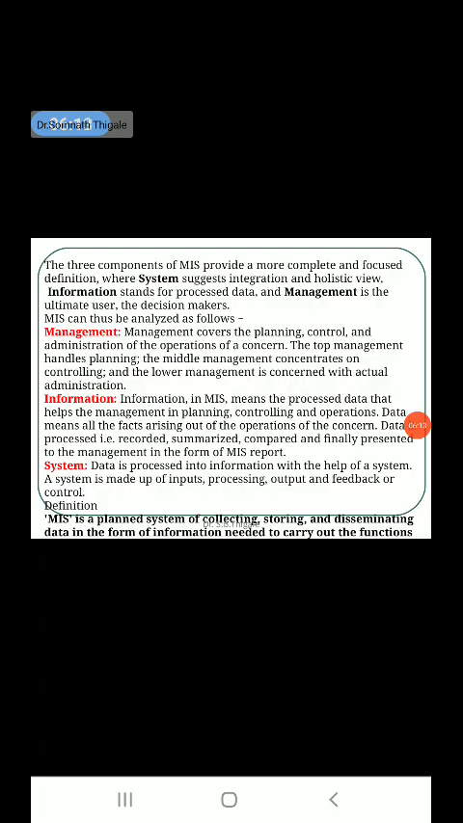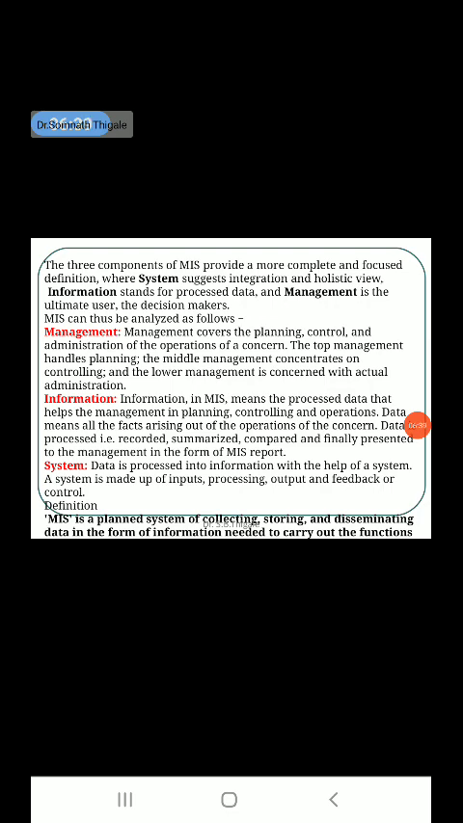So three main components of MIS are there. The first is management, second is information, and third is a system. So what does management mean? Management will be responsible for the planning, controlling and administration of the operations of a concern. If, for example, you consider any institute, any organization, or any company, there will be a management.